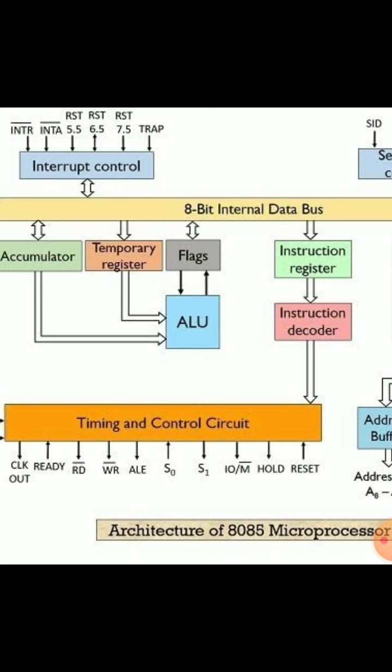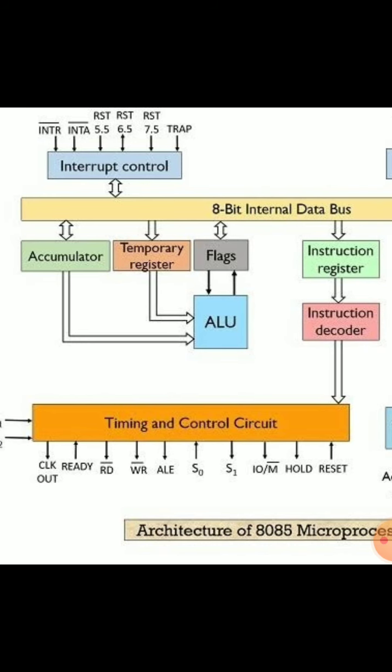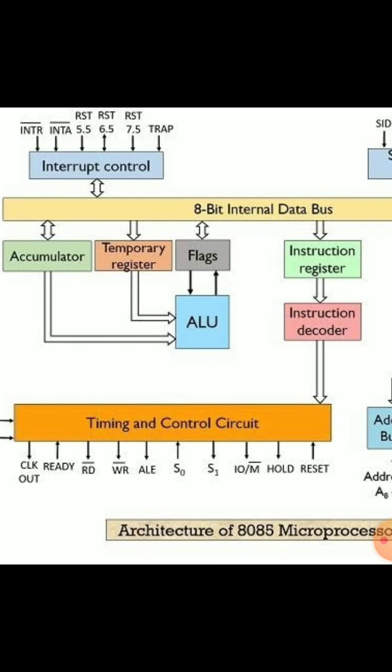So as I already told, the accumulator is always associated with the ALU. It contains one operand. Another operand is here the B register. The B register data is temporarily stored in what? The temporary register. First it is moved to the temporary register, and that temporary register will provide the input to the ALU.